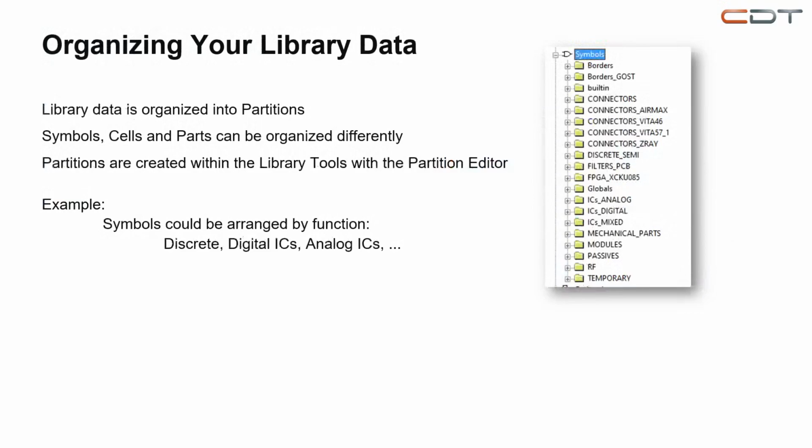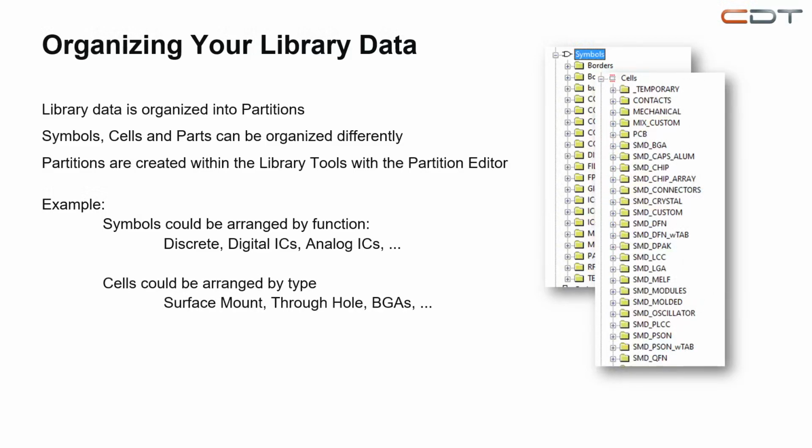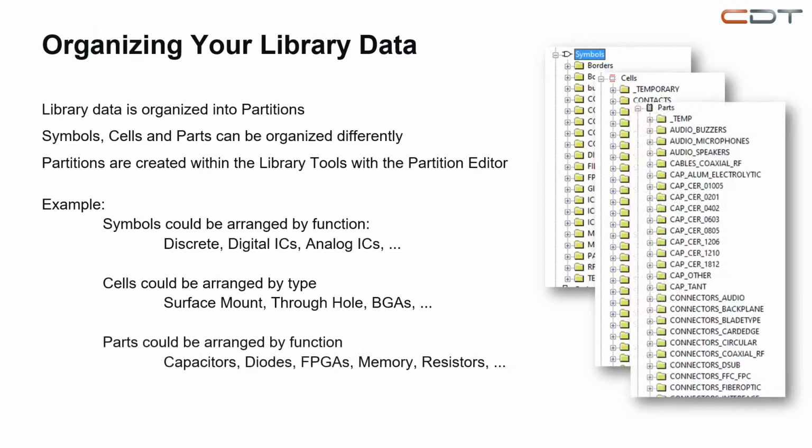There are different approaches to organizing your library data. Symbols, cells, and parts can be organized differently. You can create partitions within the library tools with a tool called the partition editor. For example, symbols could be arranged by function, like discrete, digital ICs, analog ICs. Cells could be arranged by type: surface mount, through-hole, BGAs. Parts could be arranged by function: capacitors, diodes, FPGAs, memory, resistors.